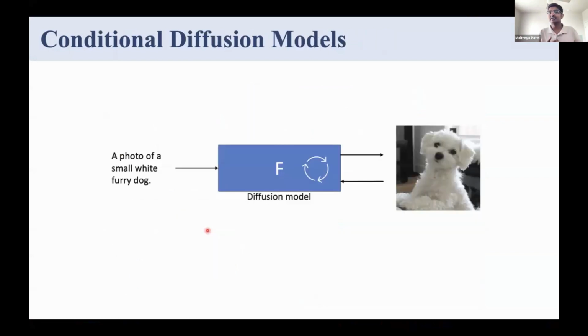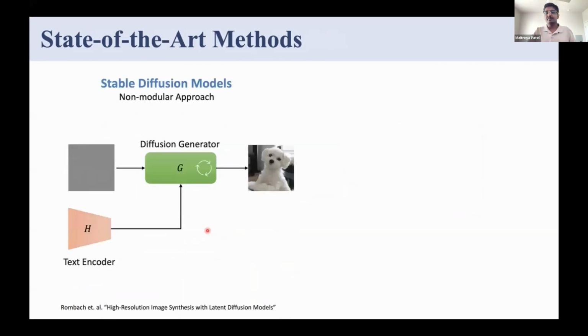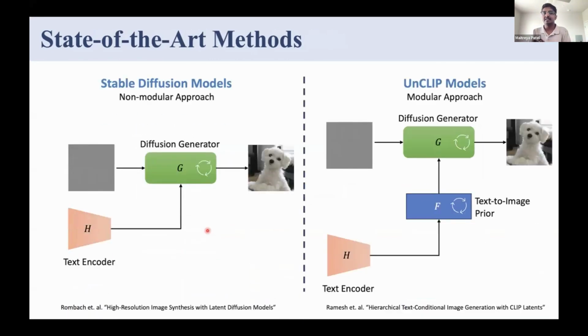But how do these generative models work? You are given a text prompt like a photo of a small white furry dog, and we want to generate the corresponding images. The central idea here is the diffusion model, where you iteratively refine the image until you get your desired image. As we know very well, there are several state-of-the-art methods. For instance, Stable Diffusion is very well known, which uses only one particular diffusion model. And we have other popular models like DALL-E 2, DALL-E 3 or Kandinsky, which use two different types of diffusion models to do this text-to-image mapping.